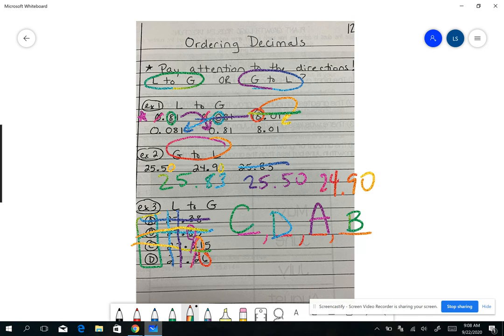So lining up the numbers on top of each other by place value position is one way to order decimals. Thinking about them as money is another way to order decimals. Using the tie method that we talked about in the comparing decimal video, looking at each place value. Just making sure you're paying attention to the directions, whether you're going least to greatest or greatest to least, is probably one of the most important parts, though. Just take your time.